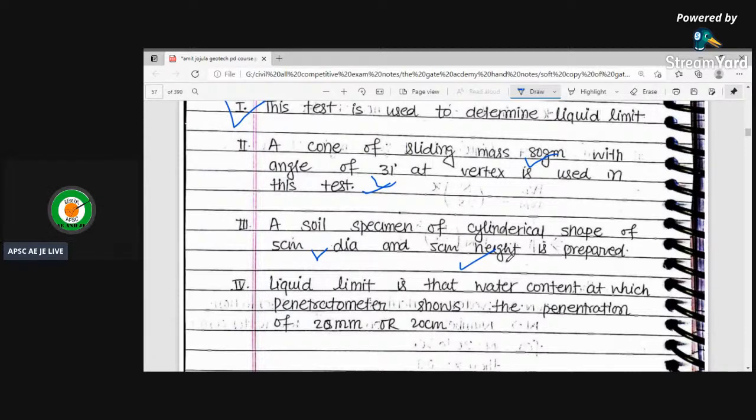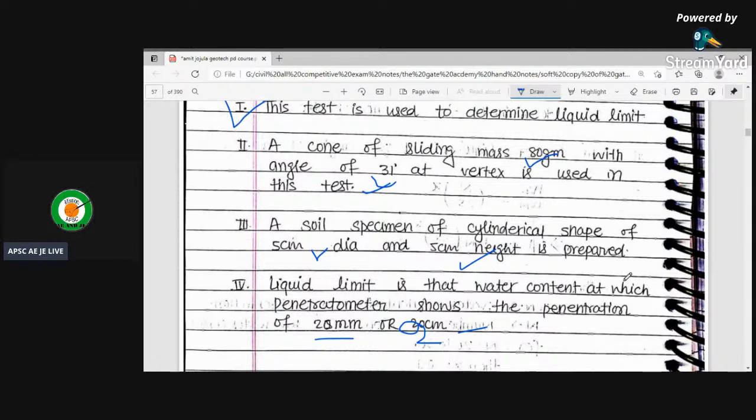So liquid limit is the water content at which penetrometer shows the penetration of 20 mm or 2 centimeters. That means আমাৰ যদি penetration 20 mm হয় তেতিয়াহ'লে আমি যিটো water content পাম, that particular water content is nothing but liquid limit of the soil.